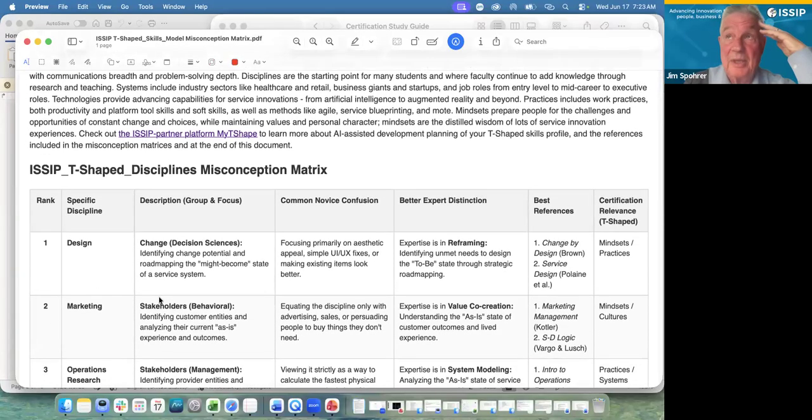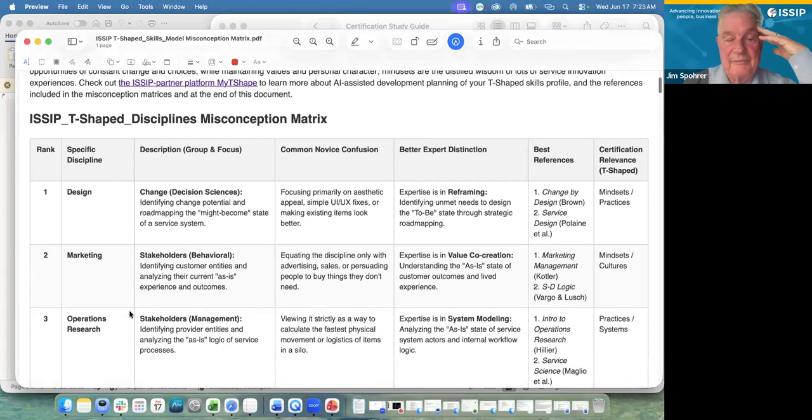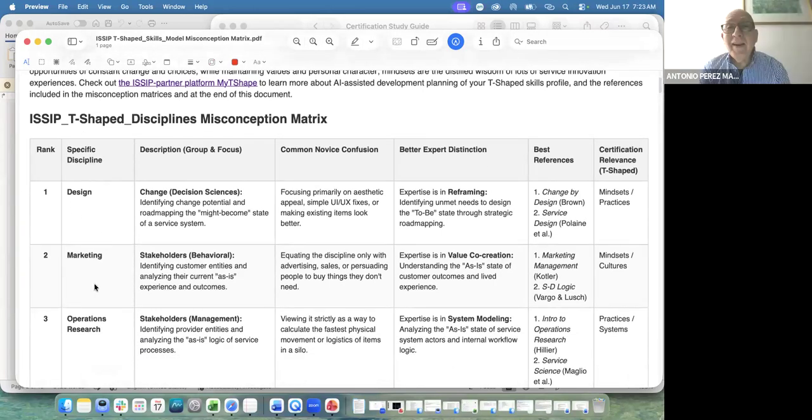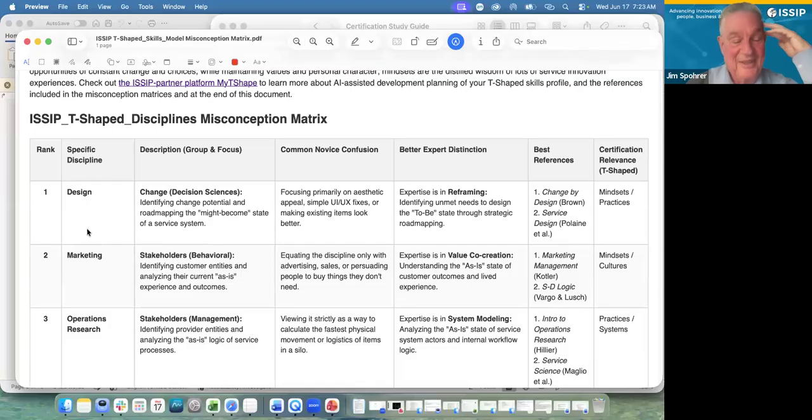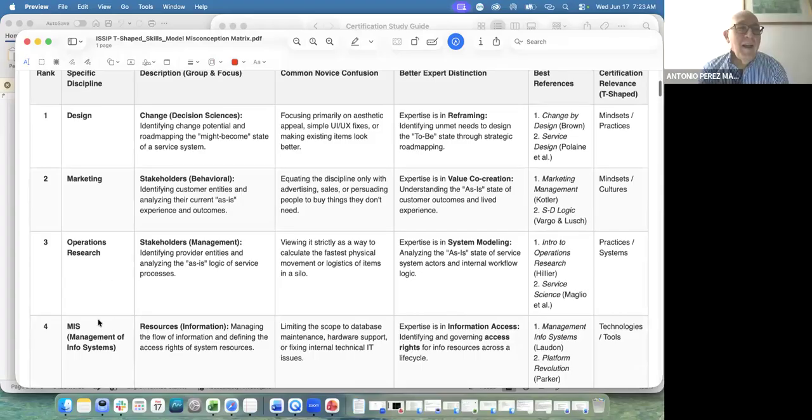But in terms of what service innovation professionals, which jobs are out there, or which is most popular, what things are written about the most, probably design is the discipline that's most popular. But I think marketing too. Agreed. That's why this order could change.